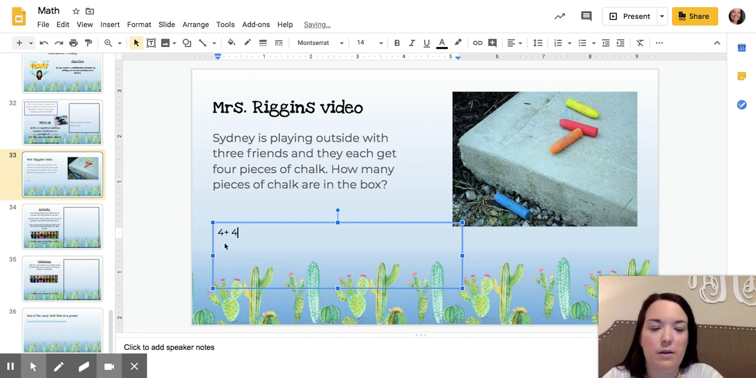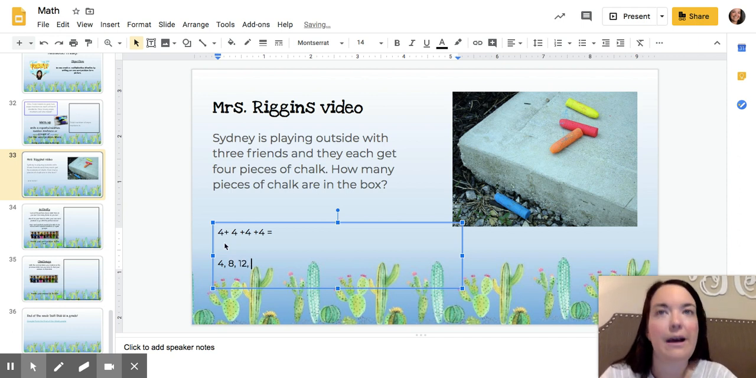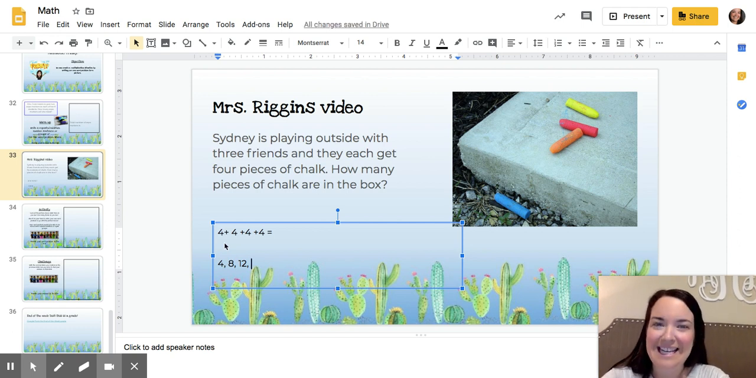So 4 plus 4 plus 4 equals, and now this is the time where I'm going to show the skip counting side of it. We're going to go 4, comma 8, comma 12. And again, you can count up. So when you get to 12, 13, 14, 15, 16. And our total sum is 16.